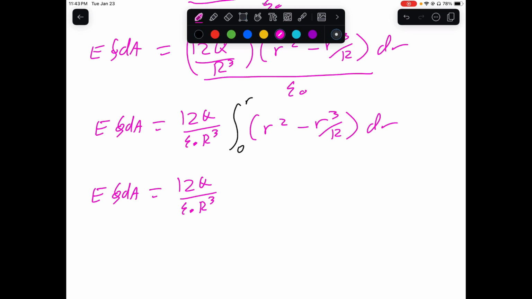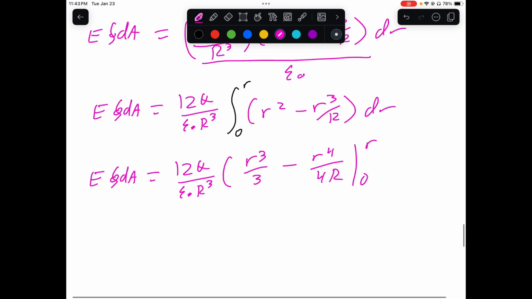Time to actually do the calculus. Okay, so I got r to the third power over 3 minus r to the fourth power over 4R, as evaluated from 0 to little r. So if I plug in zeros, I don't get anything. All right, so then it's really just plugging in little r for little r.